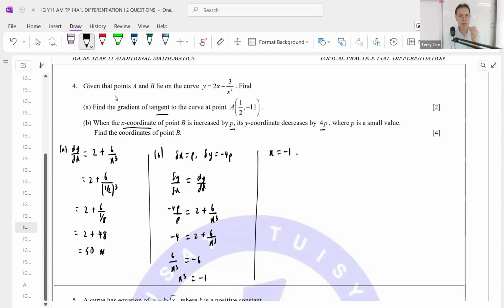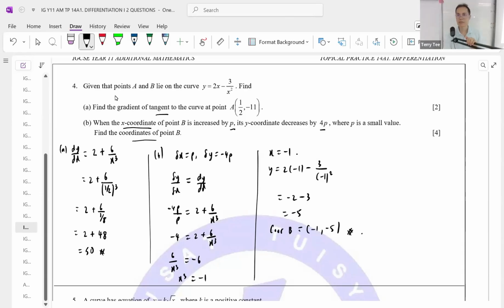No, we just need to find, okay, sorry. You do, yeah, find the coordinates. So you find your y value: your y is 2 times -1, 3, -1 squared. This is -2, -3, answer -5. So we say coordinate point B is (-1, -5).